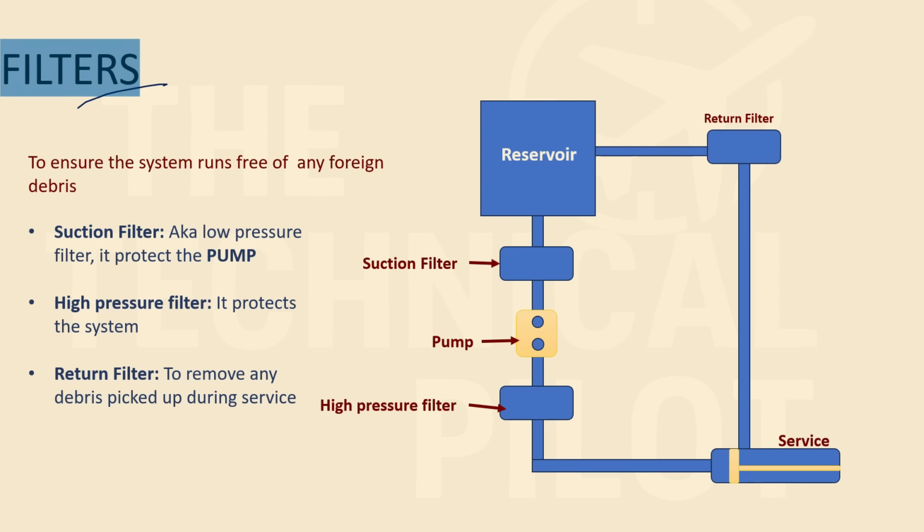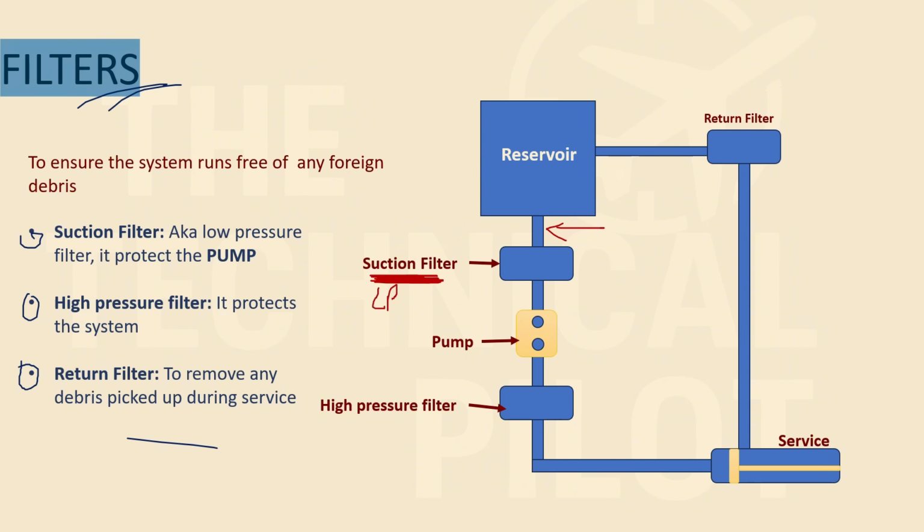And then we have filters. There are three types of filter. One is the suction filter, then you have the high pressure filter, and you have the return filter. These are very self-explanatory. The suction filter is a low pressure filter. Why is it called a low pressure filter? Because its purpose is to filter the hydraulic fluid before the pump. So the hydraulic fluid here is obviously at low pressure, right? So that is why it is also known as a low pressure filter.